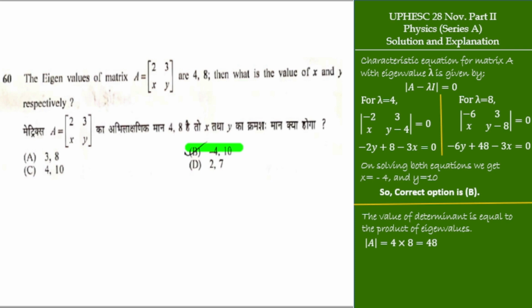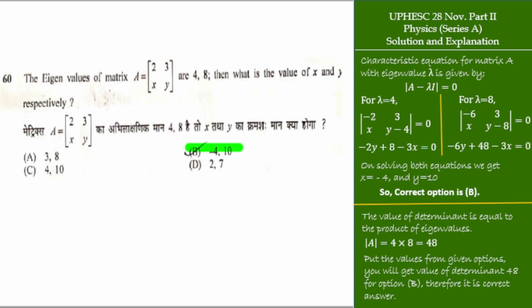Easily, by cross multiplication. So one by one, let's put 3 and 8 and you will find the value of the determinant. And now put the value of minus 4 comma 10 in place of x and y respectively, and you will get the value of the determinant. If you put minus 4 and 10, you will get the value equal to 48. So the correct option is option B.